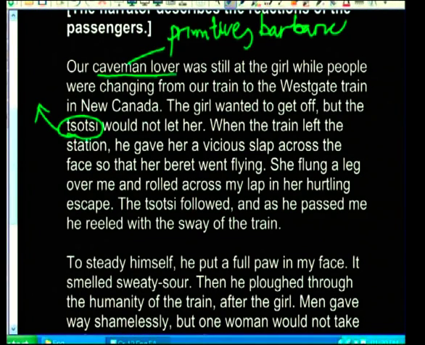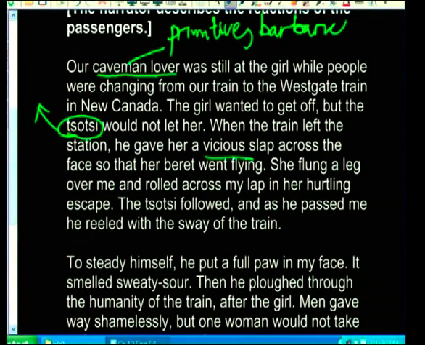When the train left the station, he gave her a vicious slap across the face. The word vicious suggests once again the intensity of the slap, the force of the slap, the fact that it was very, very aggressive. He was very vicious, he was very violent. It tells you a lot about his character. Someone who was very rude as well, someone who showed a lot of disrespect towards women.